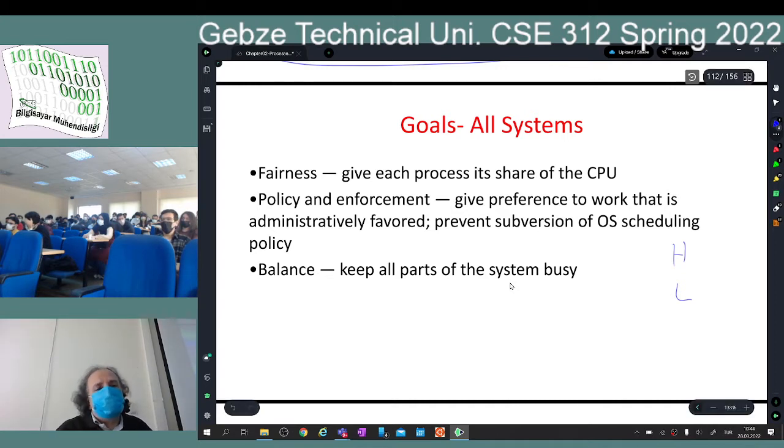And the balance is usually, this is most valid for mainframe computers: keep all parts of the system busy. Okay, you might say, well, my CPU is busy, what should I do? Maybe you should do the tasks that need the hard drive first, so that you keep the hard drive busy, then let the other tasks that need the CPU run. So you are keeping your hard drives and the CPUs all busy, and using your whole system more efficiently.